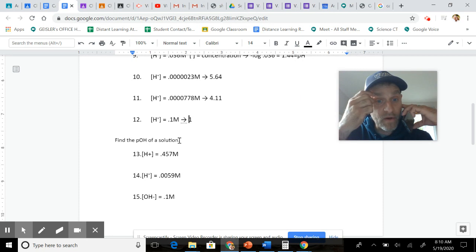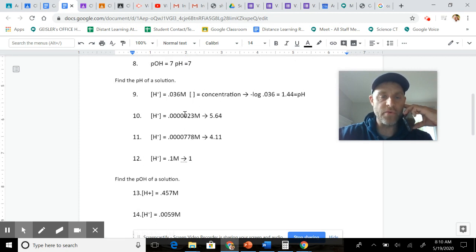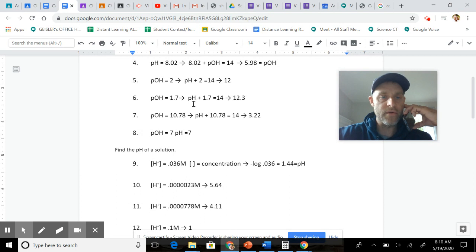Okay, now, how about this one? It says find the pOH. Well, how do I do that? I don't have the OH here. I have the H plus. Well, now I have to take what we did on 9 through 12 and put it together with 1 through 8.